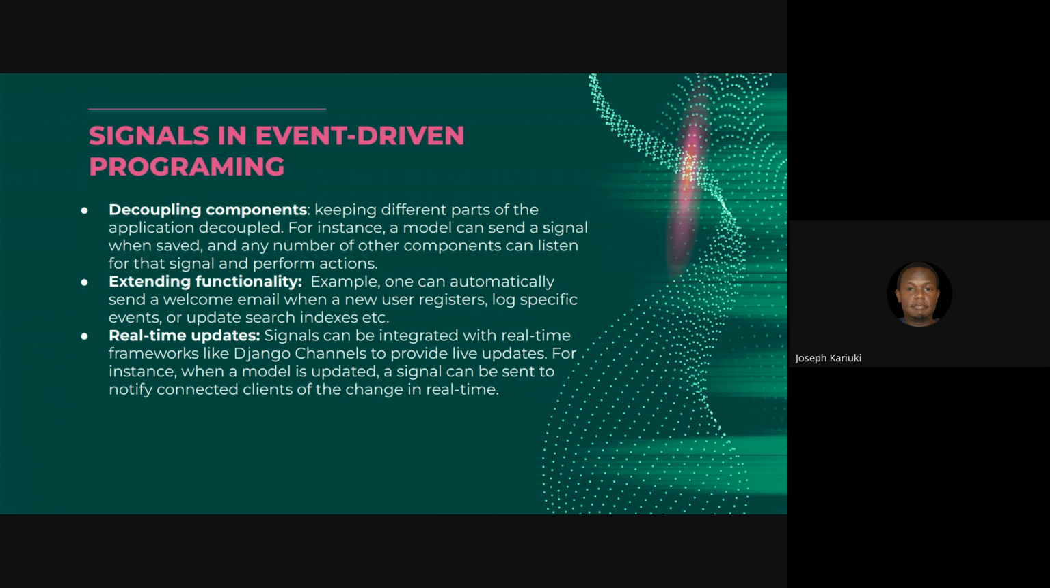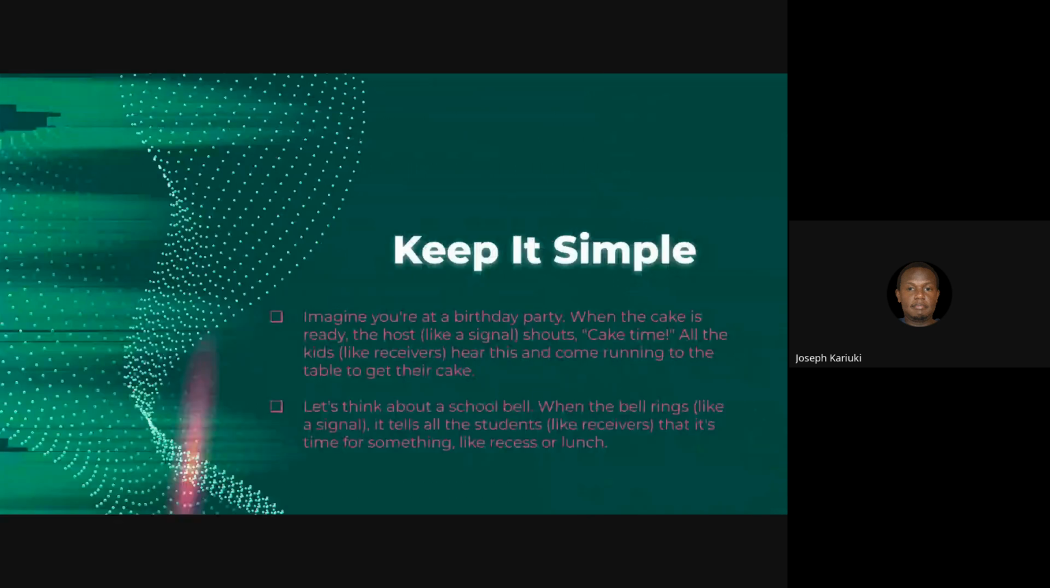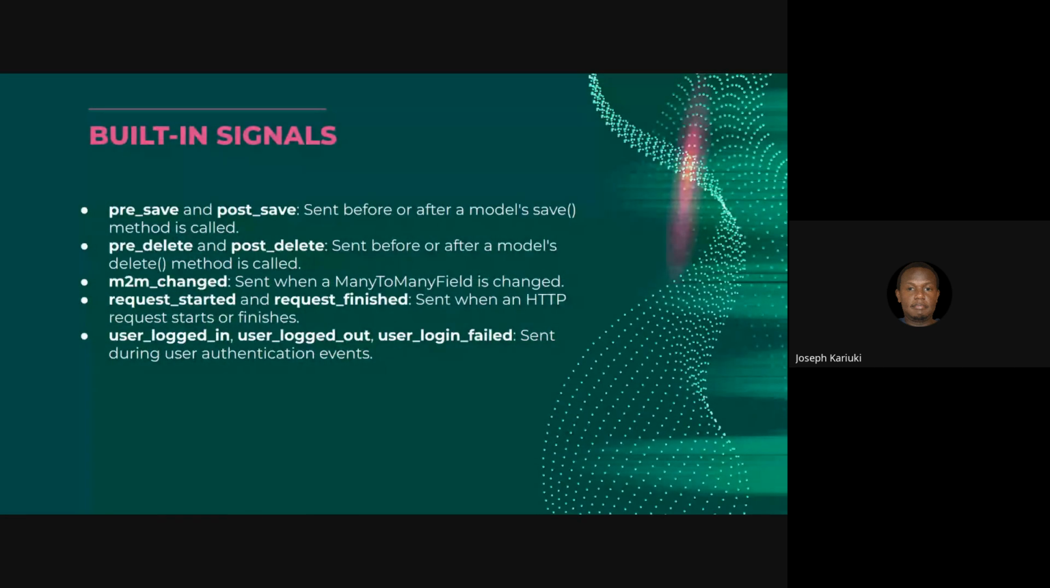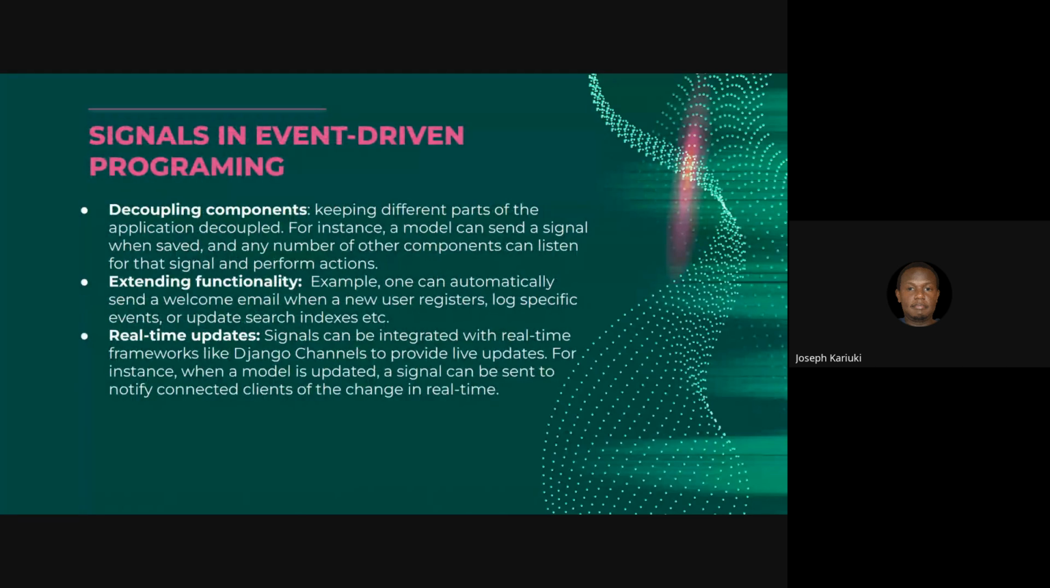For example, let me go back to pre-save and post-save. If you create a blog post, you need to save it without touching the code that deals with user login and user logout. This is a context where we do not have separation of concerns, for example, a blog application that also has authentication, user login and user registration logic. So when it's saved, any number of other components can listen for that signal and perform actions.